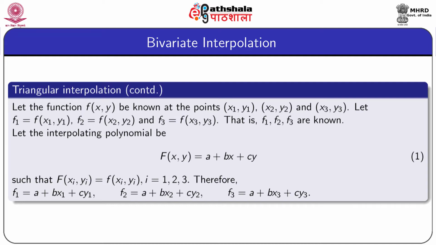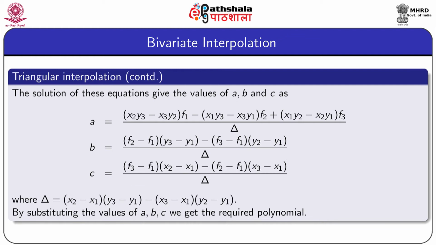Let the interpolating polynomial be capital F of x y equal to a plus b x plus c y such that capital F of xi yi equals small f of xi yi for all i equal to 1 to 3. That means the functional value is exactly matched with the interpolating value. So, using these 3 corner points, we obtain f1 equal to a plus b x1 plus c y1, f2 equal to a plus b x2 plus c y2, f3 equal to a plus b x3 plus c y3. Our problem is to find the values of a, b, c from these 3 equations.